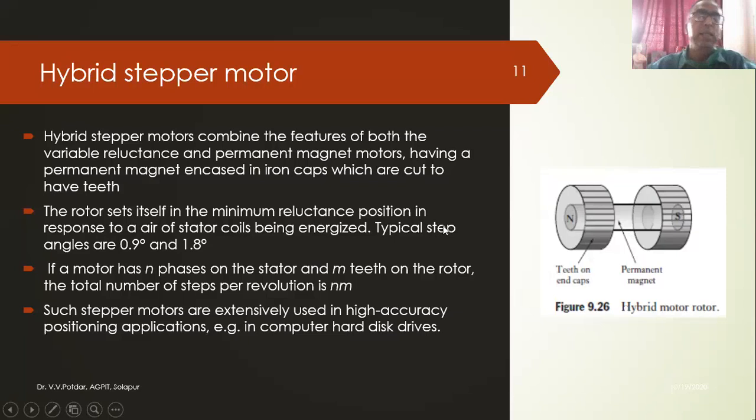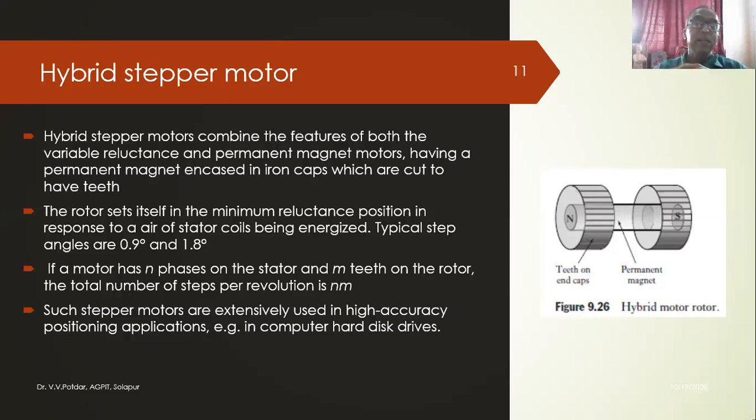The rotor sets itself in the minimum reluctance position in response to a pair of stator coils being energized. Typical step angles are 0.9 degree and 1.8 degree. See, now the resolution has improved. Earlier it was a 7 degree angular position, then 3.5 degree for the second variety. And now in the hybrid stepper motor, I have a step of 0.9 degree or 1.8 degree. Depending on my requirement, I can go in for either a variable reluctance type, a permanent magnet type, or a hybrid stepper motor.